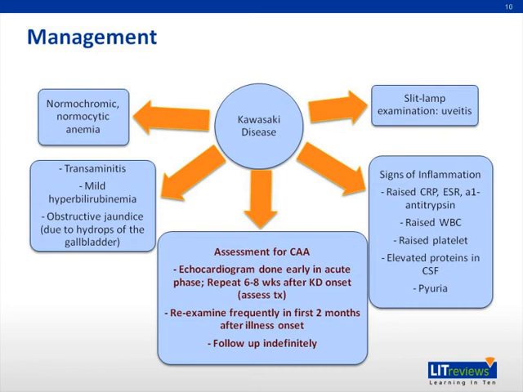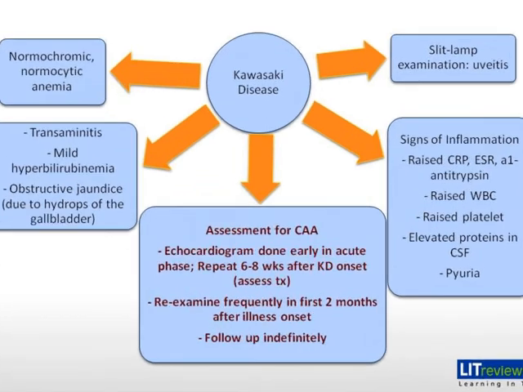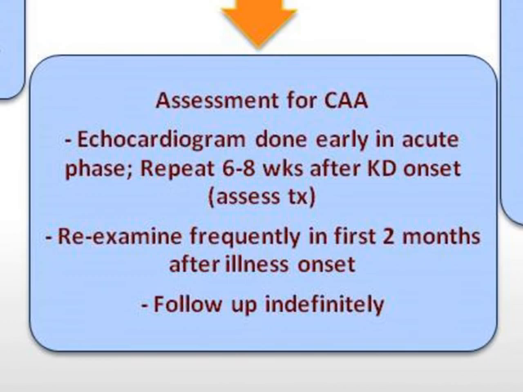With the development of coronary artery aneurysm being the most feared complication of Kawasaki, proper and complete cardiac examination is critical. A pediatric cardiologist should be on board in the management of these patients. An echocardiogram should be done early in the acute phase, shortly after diagnosis. It should then be repeated 6 to 8 weeks after the onset of disease to confirm the efficacy of treatment given. Children should be re-examined frequently in the first 2 months following Kawasaki disease.